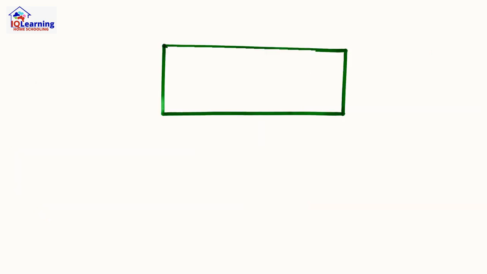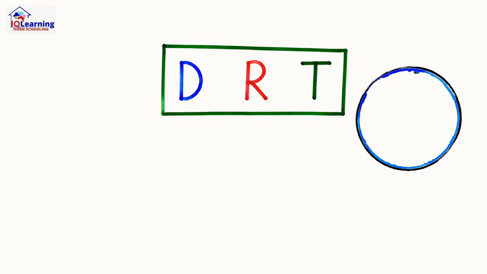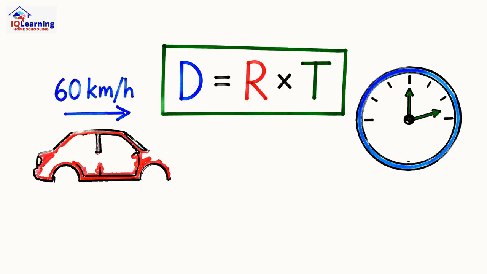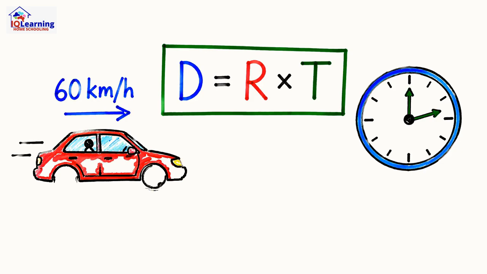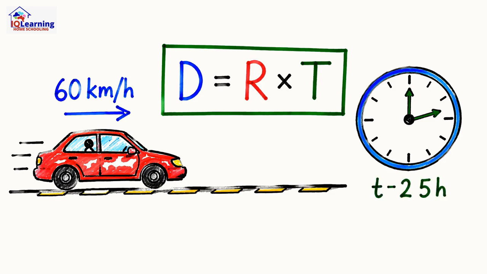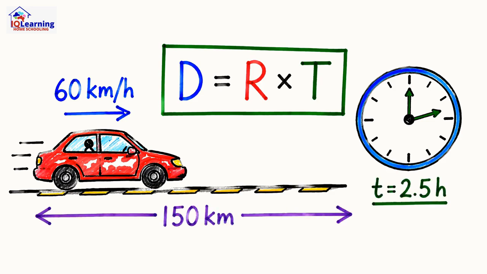Even science relies on it. To figure out how long a road trip will take, you use the famous formula, distance equals rate times time. If a car travels at 60 kilometers per hour, how long to go 150 kilometers? The equation 60t equals 150 tells you it's exactly 2.5 hours.